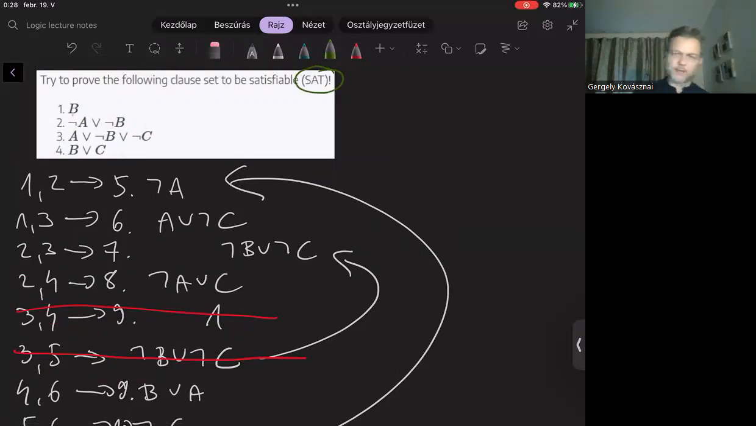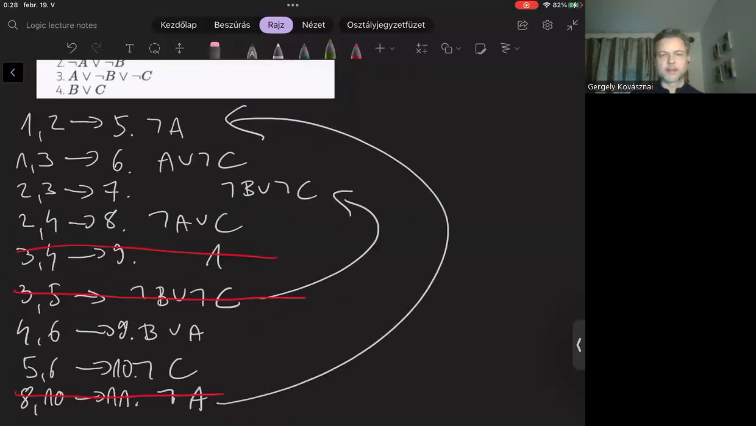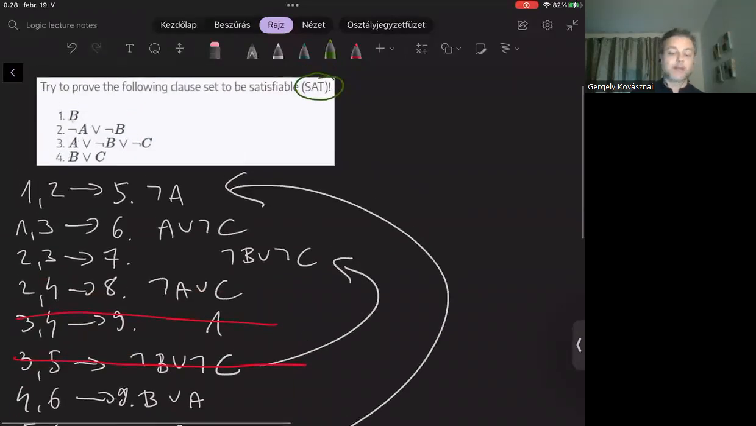We tried every possible step. We generated all the possible clauses, and we cannot generate more of them, because there are no further possible resolution steps. This clause set is saturated. This is an official term for this situation. If your clause set gets saturated, and meanwhile you did not derive the empty clause, then you know that your clause set is satisfiable.